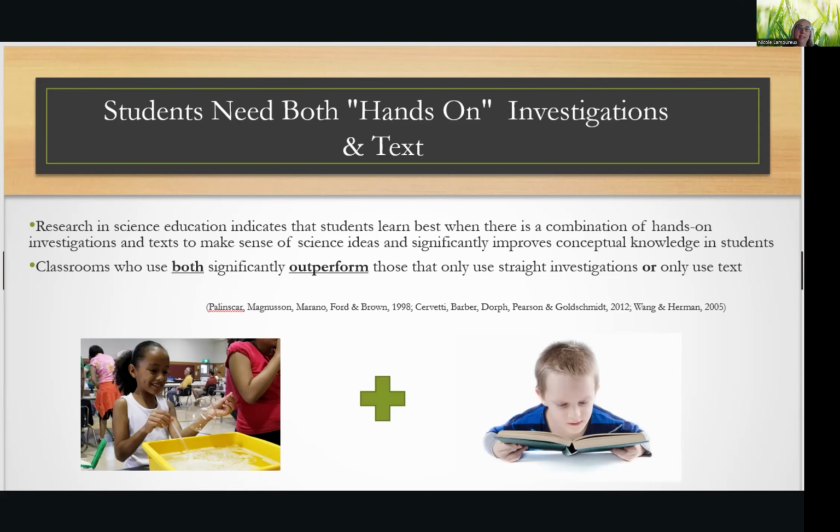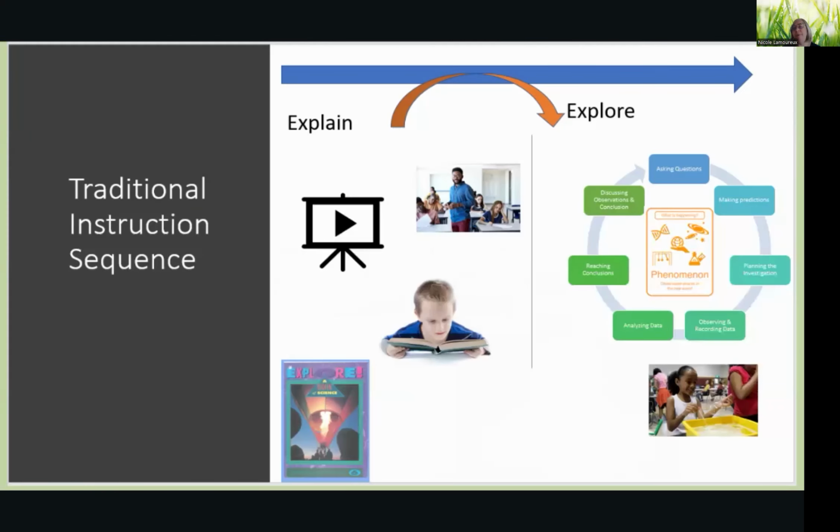But in a class that did both hands-on and text, and I think this is common sense, what the research showed was that classrooms that used both hands-on investigation and text significantly outperformed those classrooms that focused only on text or only on hands-on. So how do we go about doing that?